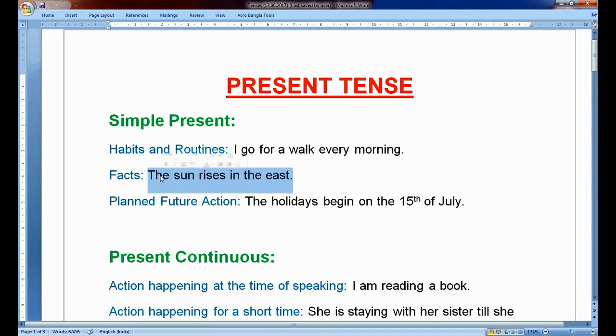Next, planned future action. A good question over here will be, if it is a future action, why are we putting it into the present tense? Well, simply because of the key word over here, which is the word planned. It means that although it is going to happen in the future, we know it from now. The example, the holidays begin on the 15th of July. So although the holidays are beginning on the 15th of July, since we know of it from now, hence we are using the simple present begin in this case.